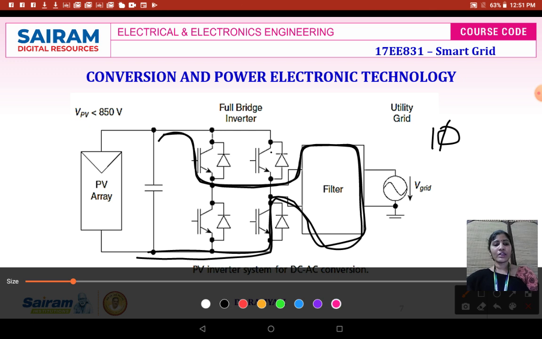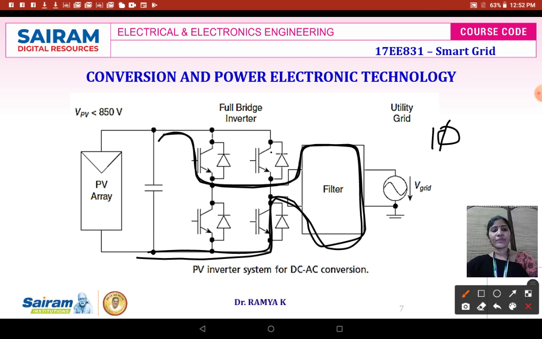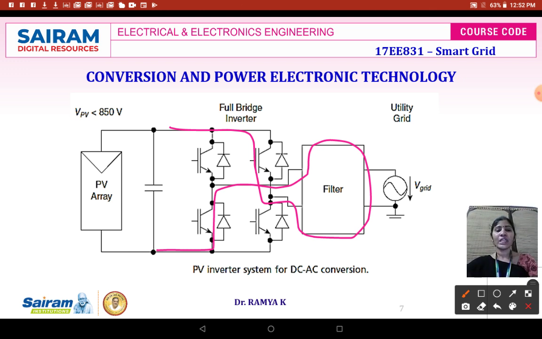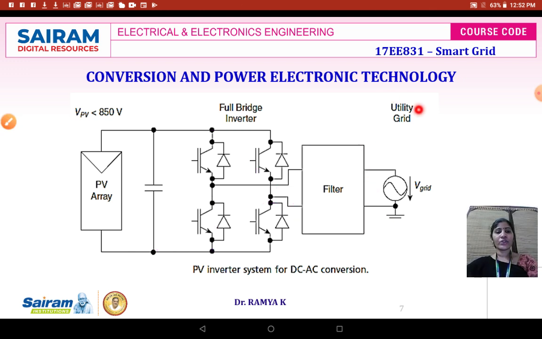In the other cycle, it is going to develop the power, it is going to conduct in the other half on the other side, where it will produce a negative waveform. Therefore, the DC wave is converted to an AC voltage and the same is utilized in the utility grid. The utility grid is nothing but your AC grid, where the EB people have been interconnected along with the solar power output.